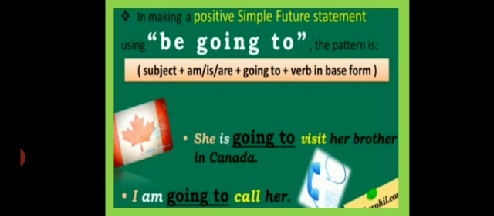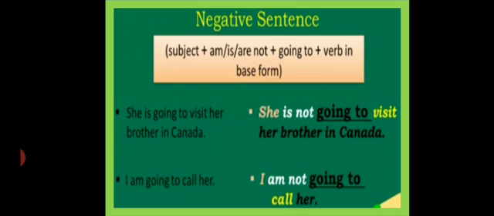If we use be going to, then the sentence structure will be subject plus am, is, are plus going to plus verb in base form. For example, she is going to visit her brother in Canada, or I am going to call her. In negative sentences, we have to add just not there. Subject plus am, is, are not going to plus verb in base form. For example, she is not going to visit her brother in Canada, or I am not going to call her.